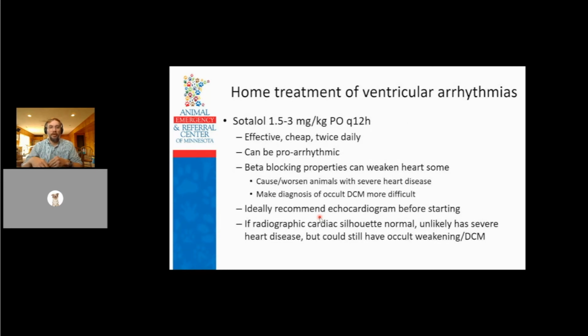So go home treatments. I'm going to try to get through this in just a few more minutes. I know we're getting close on time.